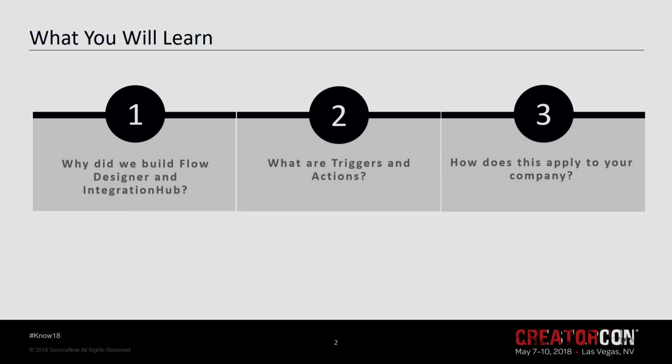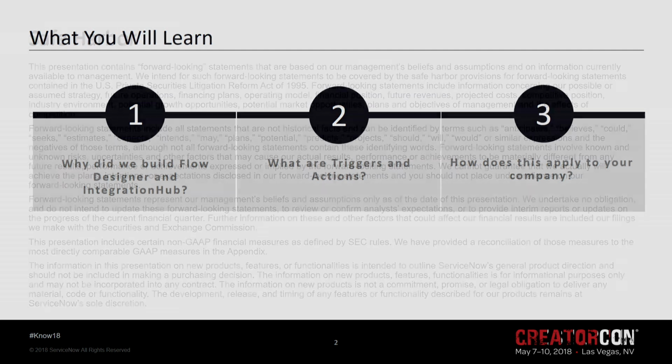So we're going to go over some topics. Why did we build this, Flow Designer and Integration Hub? What are triggers and actions? You might have seen some of this on stage with Joe and Steven today. They talked about triggers and actions, and kind of went through some scenarios there. We're going to talk more deeply about what those are. And Venkat's going to do a demo of how we automated a lot of manual processes in our own company around a P1 incident. And then, how does this apply to your company? I'd love to get questions afterwards, talk to us about it, because we have a lot of experience in it.